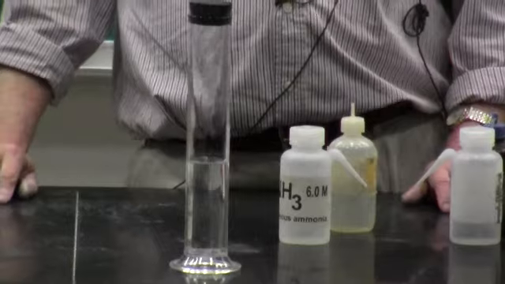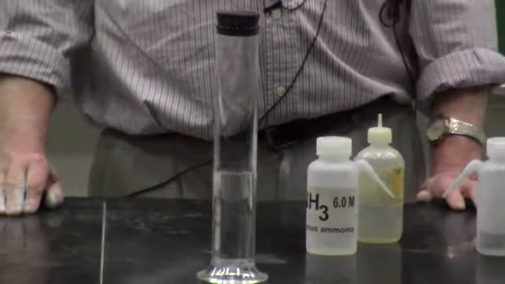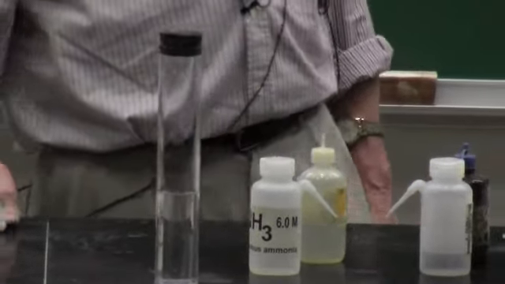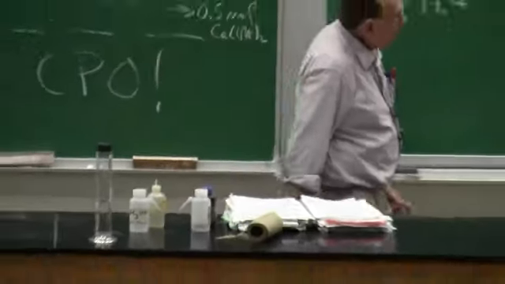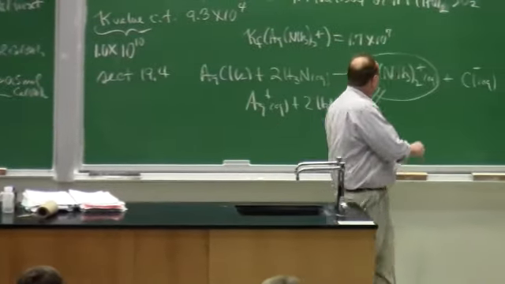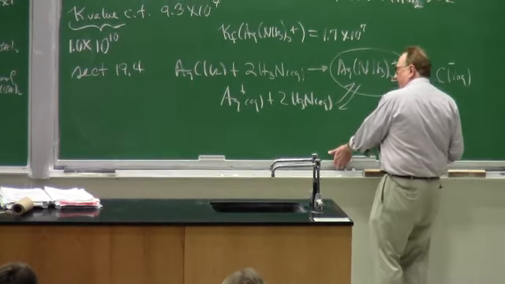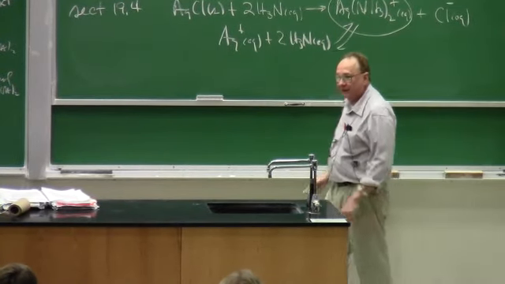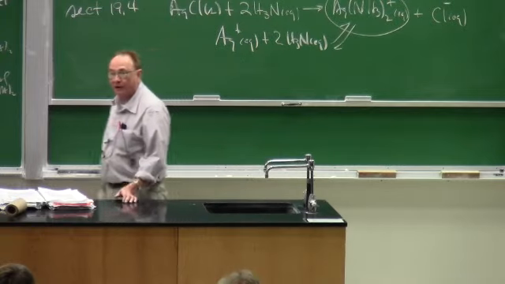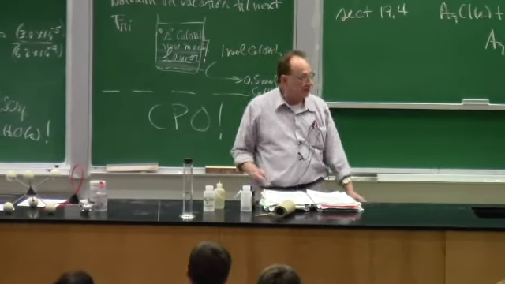Magic! The silver chloride went away. What did the silver chloride become? Became chloride ion aqueous and this stuff. You saw the experiment. We just did it. You will also do this on your own in 46L assignment 6.